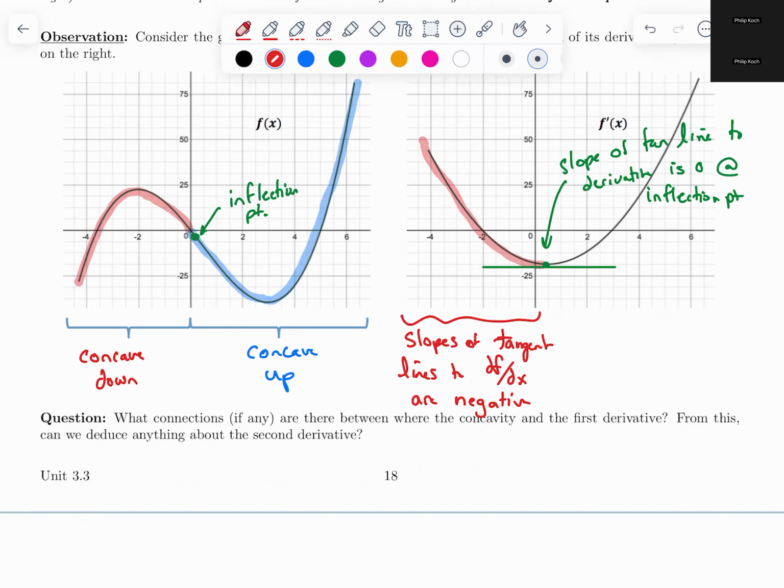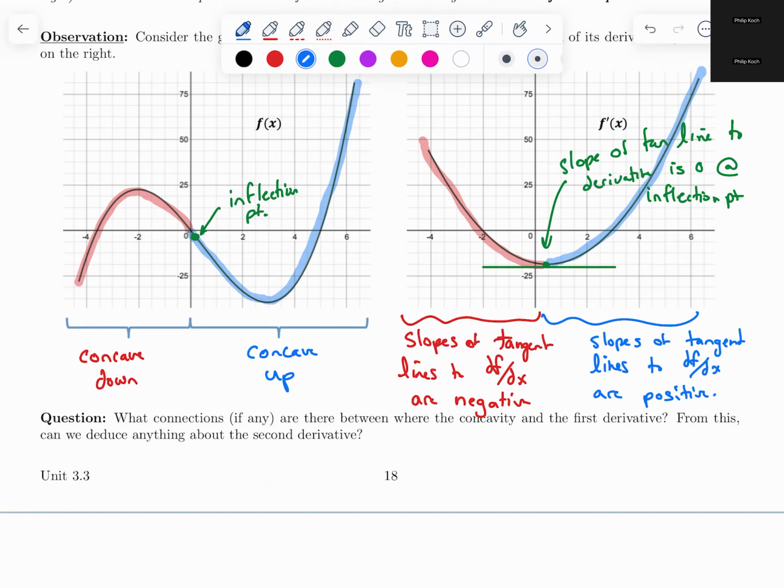And then over here, this is going to be that the slopes of tangent lines to df dx are positive. Write that down. Let's once again think about this because I still see a bunch of confused faces, and I think that's completely valid.